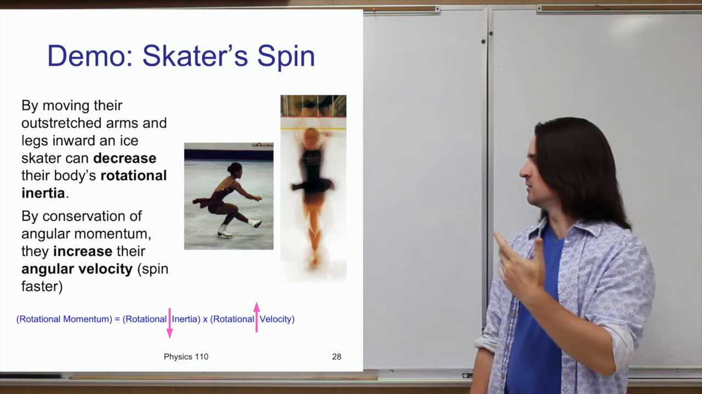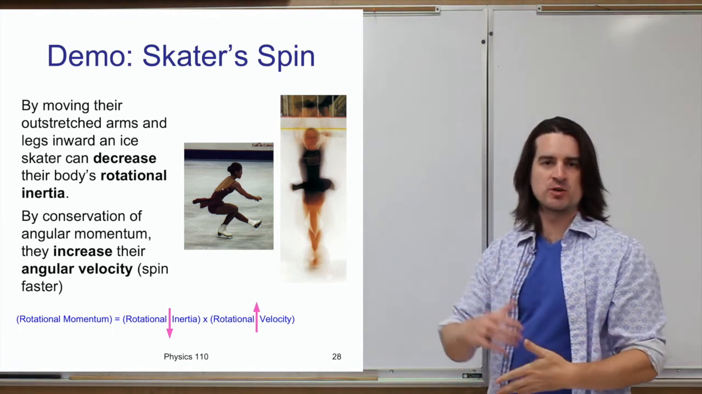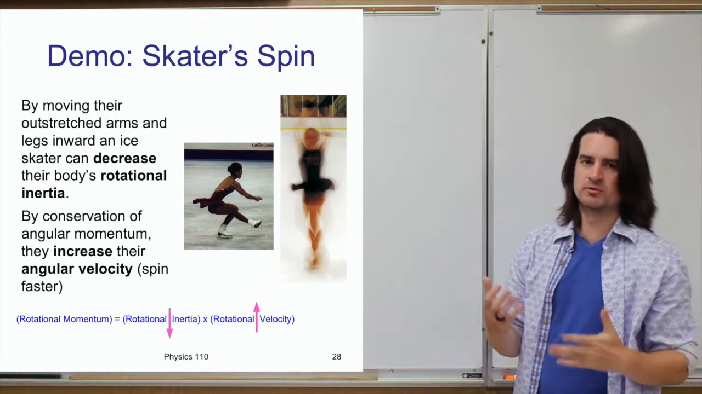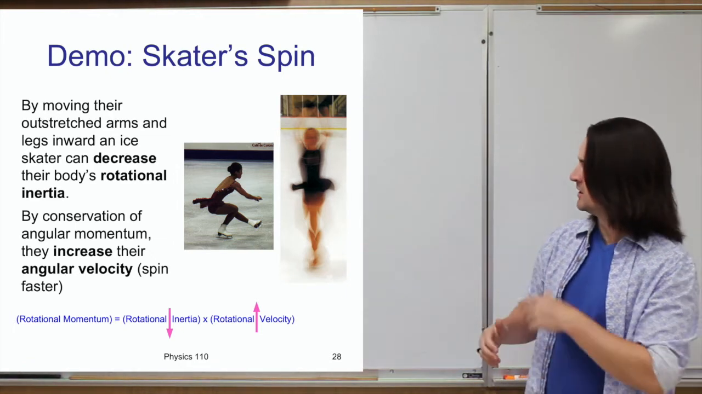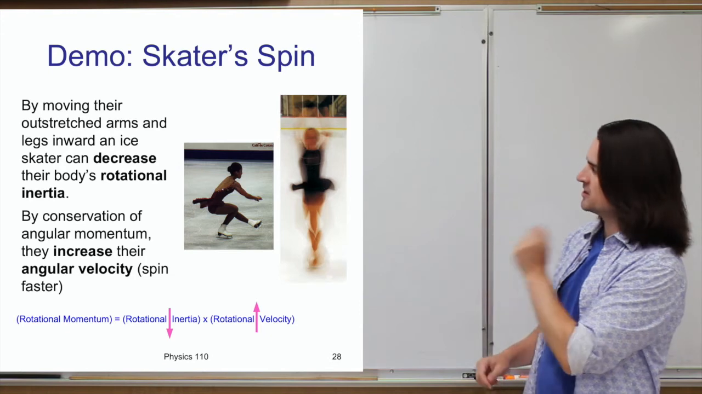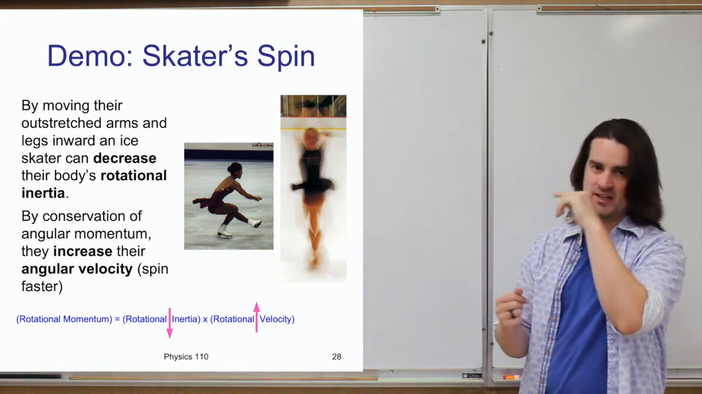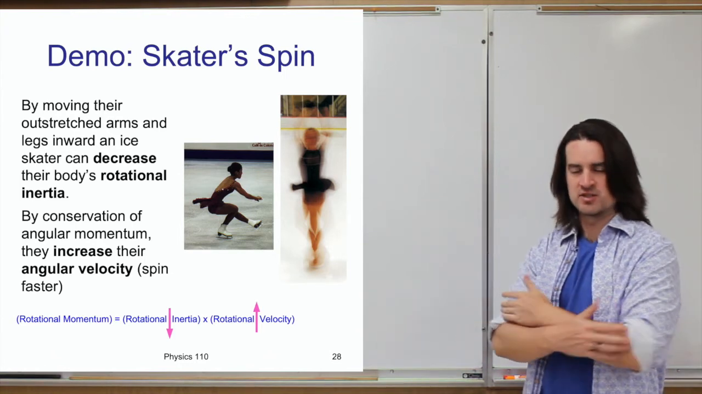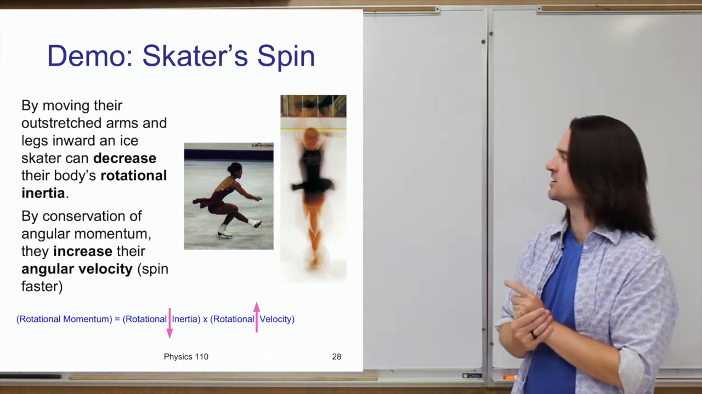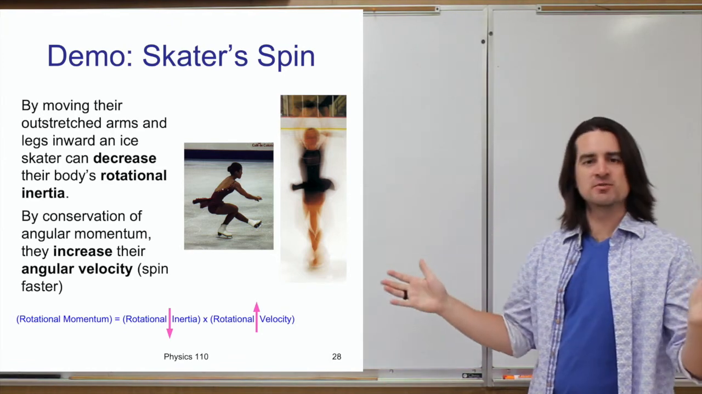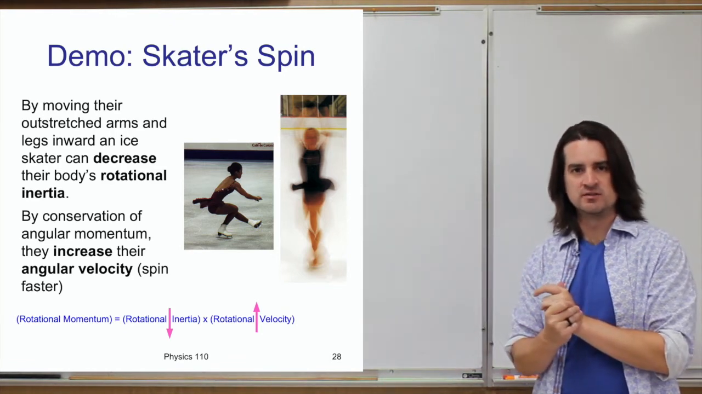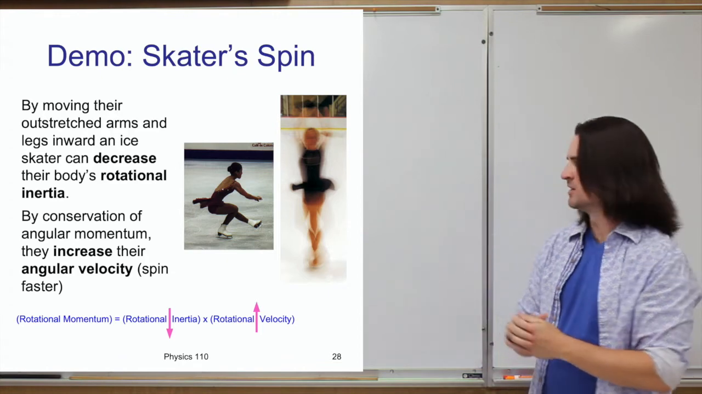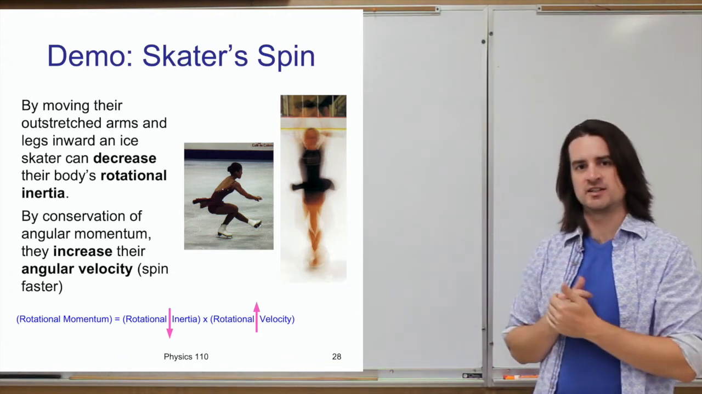So one of the interesting places where rotational momentum, and particularly the conservation of rotational momentum, plays out is for ice skaters who are spinning around. By changing how their mass is distributed, by putting their arms in and putting their arms out, legs in, they can change their rotational inertia. But since their overall rotational momentum needs to stay the same, that means the rotational velocity has to change as well.